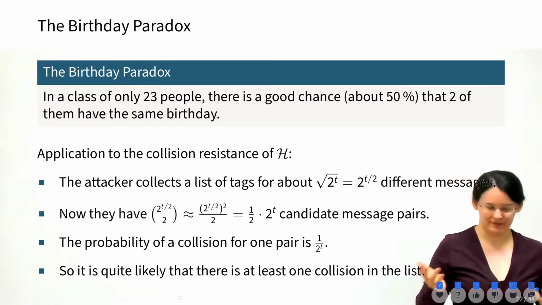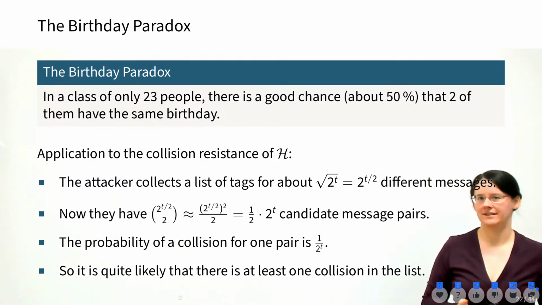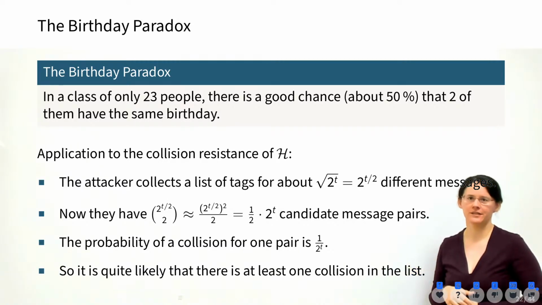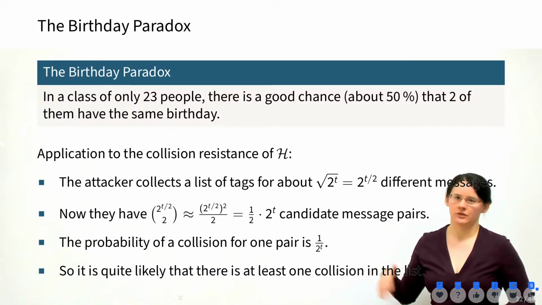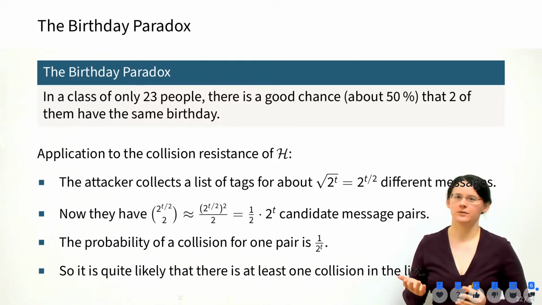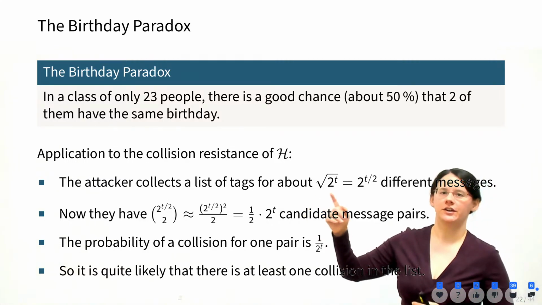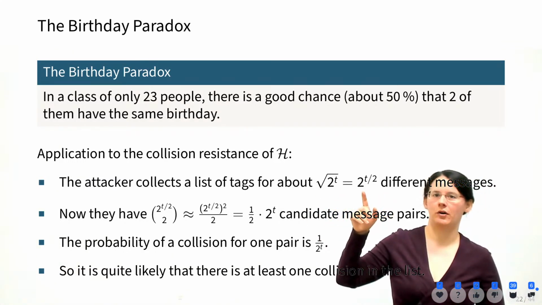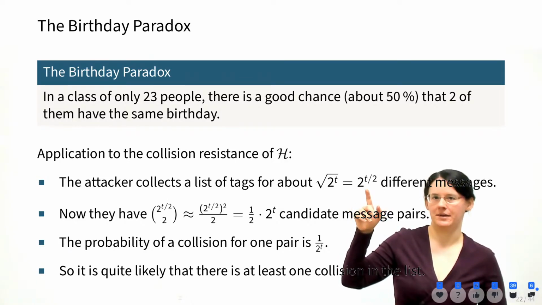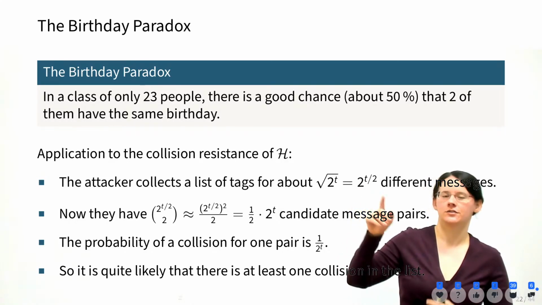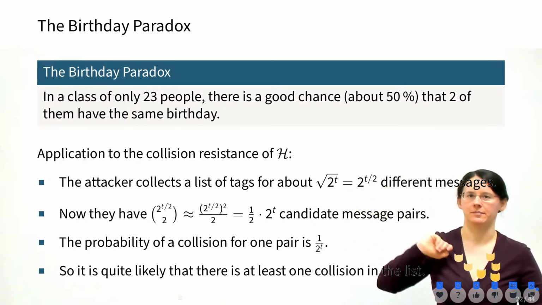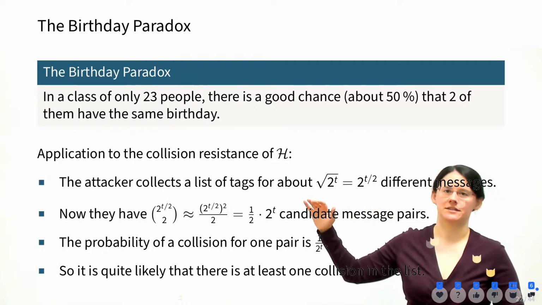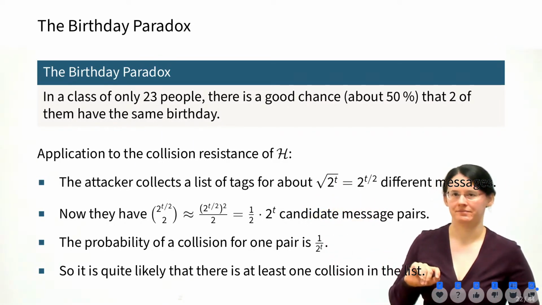How can we explain approximately why this is the case? Let's have a look at the collision resistance of hash functions again. So assume the attacker tries to brute force this thing, and what they do is the following. They generate approximately 2 to the power of t divided by 2 different messages and hash them. So they collect a large list of hash values, namely so many of them. This is, by the way, the same as the square root of 2 to the t.